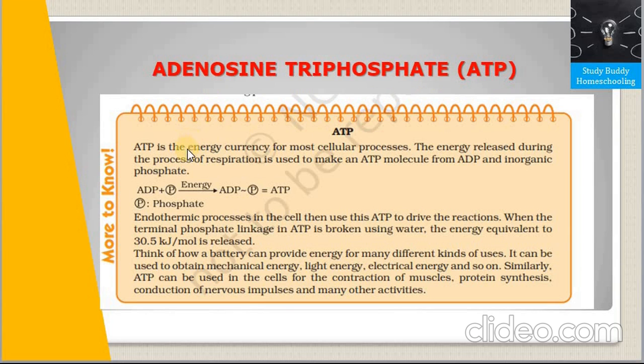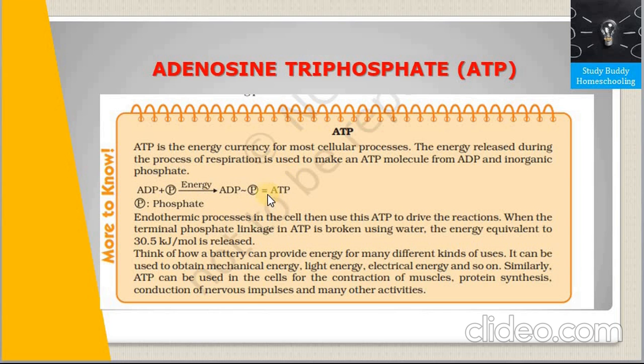So how is this ATP formed? The energy released during the process of respiration is used to make an ATP molecule from ADP and inorganic phosphate. So ATP is obtained from ADP, which is adenosine diphosphate, plus you add an inorganic phosphate in the presence of energy. This energy is released during the respiration. That energy is used by the ADP to combine with another phosphate to form ATP.